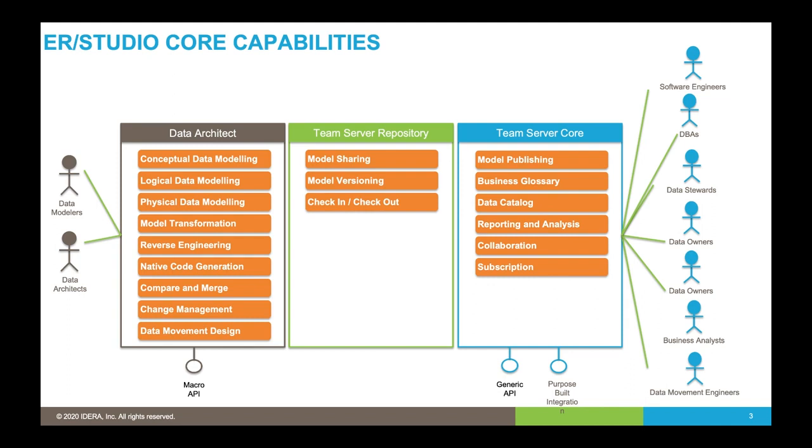And with Data Architect, if we've got a team of users, we might want to bring them together and share their models in a central repository. So Team Server provides that central repository. We also have Team Server Core, which is a web-based component that allows you to publish those models to a wider audience, and also includes a business glossary and a data catalog. And you'll see in some of the previous releases the work that we've been doing connecting those into industry standard data governance tools like Collibra, for instance.